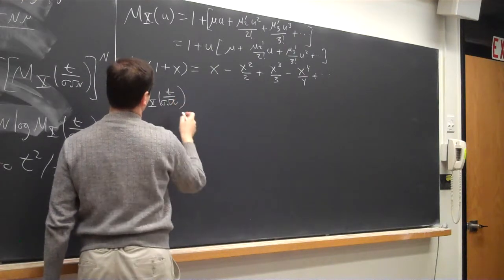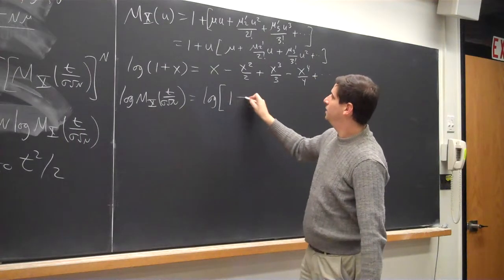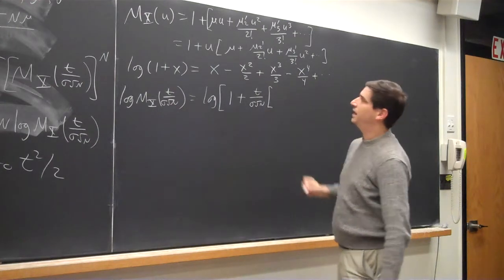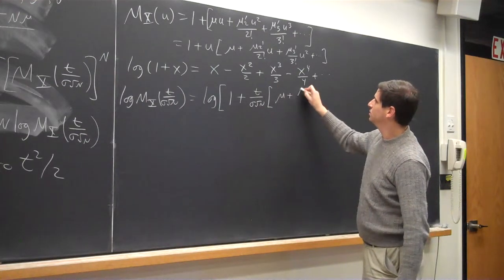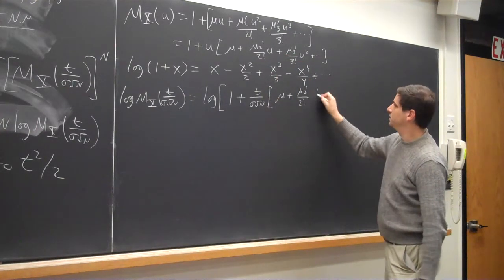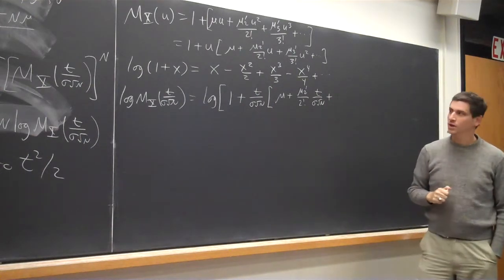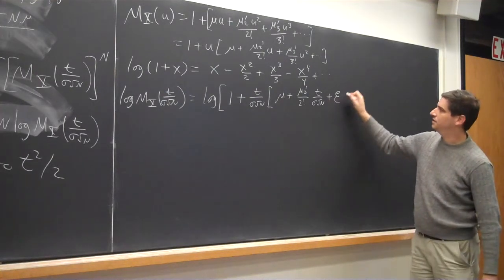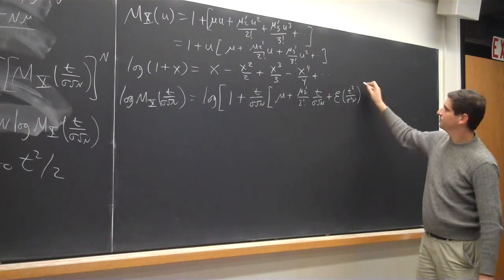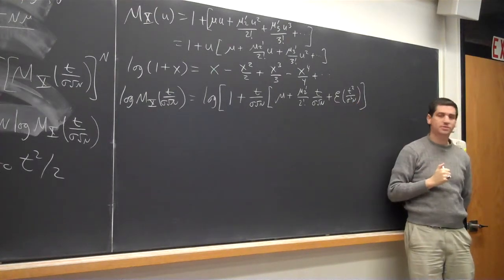So now, the log of M_X of t over sigma square root of n. This is now the log of 1 plus something, where u is t over sigma square root of n. Inside I get mu plus mu2 prime over 2 factorial u, with u being t over sigma square root of n, plus the next piece, which I'm just going to write like this: big O of t squared over sigma squared n. This just means an error on the order of t squared over sigma squared n.